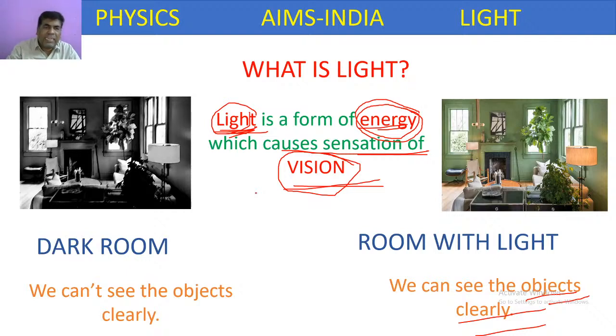Can we see the light? We cannot see it. It is invisible. The light is invisible, but it makes things visible.